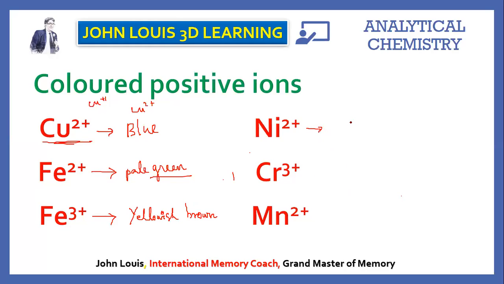What is the color of nickel and chromium? Both are green. So iron 2, nickel and chromium are all green. And what is the color of manganese? Manganese is pink. Like this, there are so many positive ions, and they can form different colors. But at least for these 6, which are in our syllabus, we should know the color of these salts forever. We should not forget it.